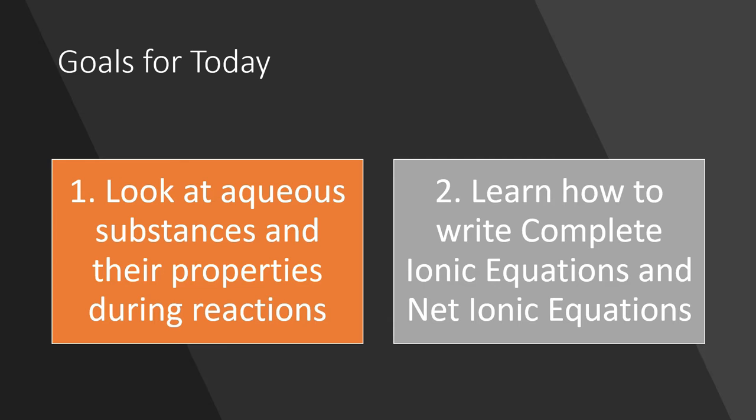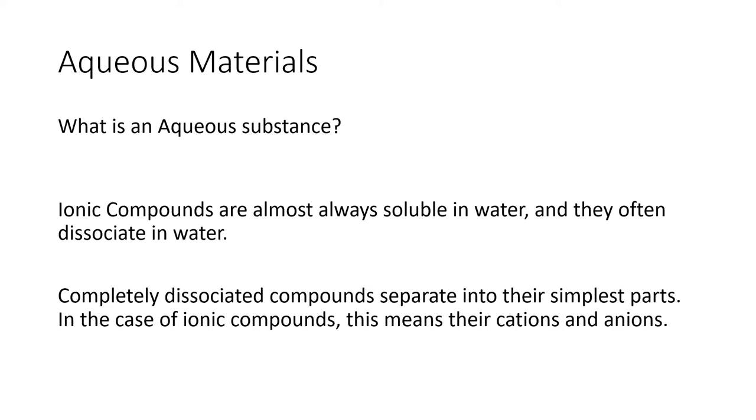So let's get started. The goals for today are to look at aqueous substances and their properties during reactions, and then learn how to write complete ionic equations and net ionic equations. So first, looking at aqueous materials, what is an aqueous substance? Hopefully you guys all remember. An aqueous substance is one that is dissolved in water.